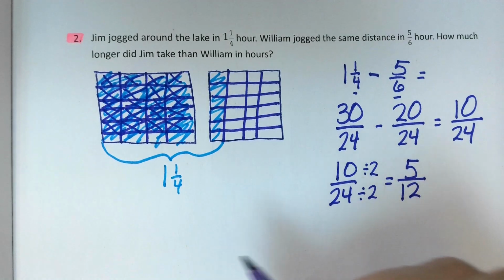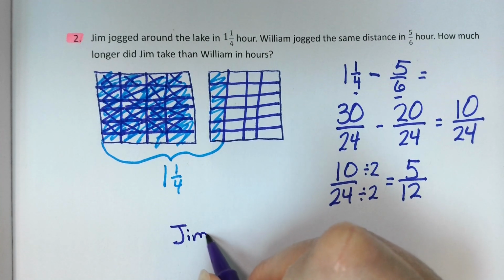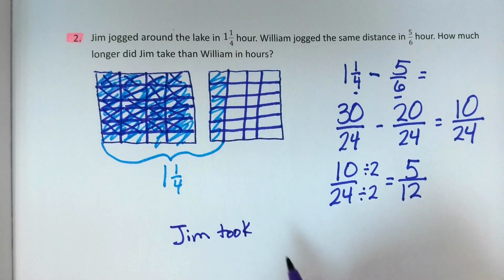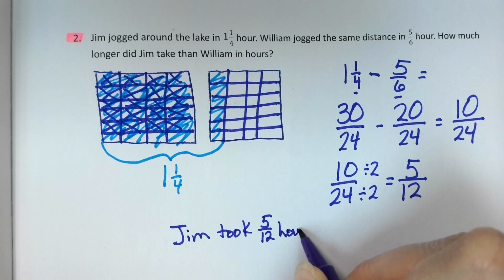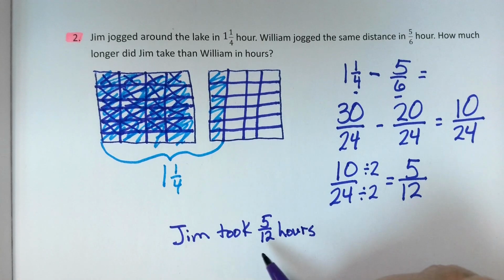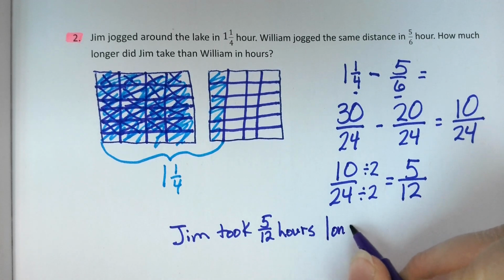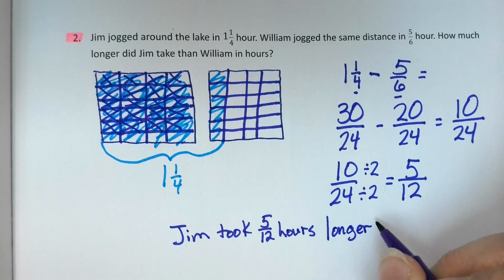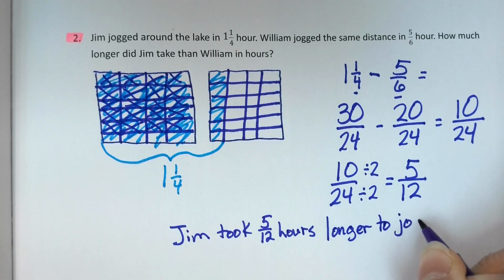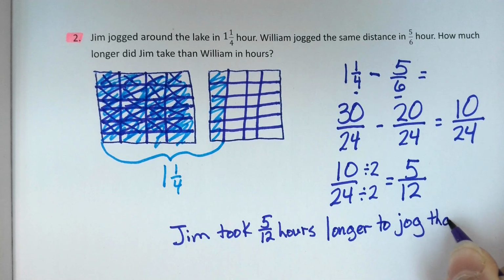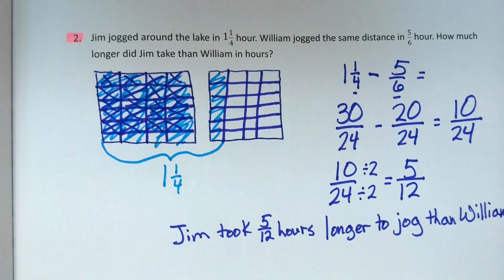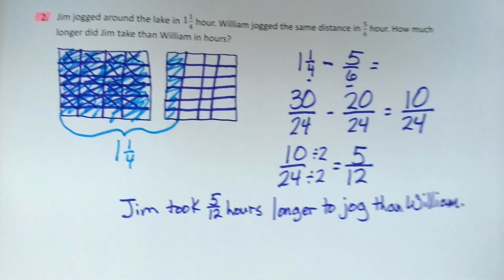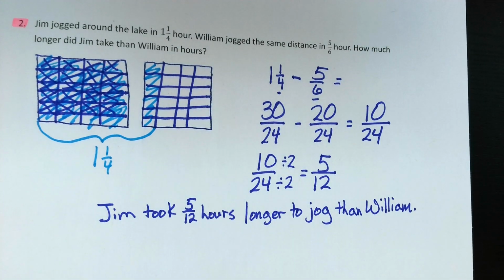So Jim took 5/12 hours longer to jog than William. So they will be looking for that subtraction sentence in the word problem.